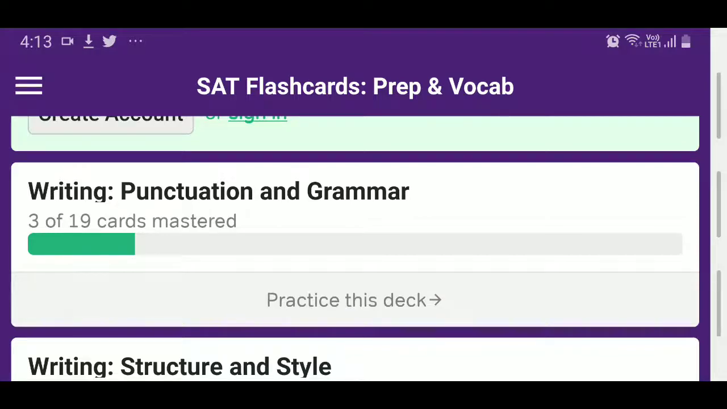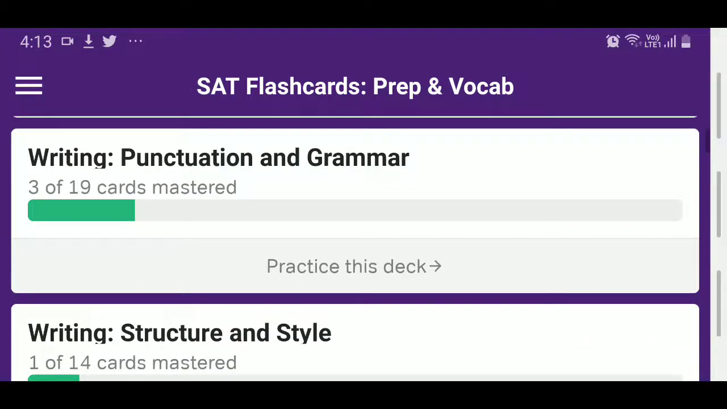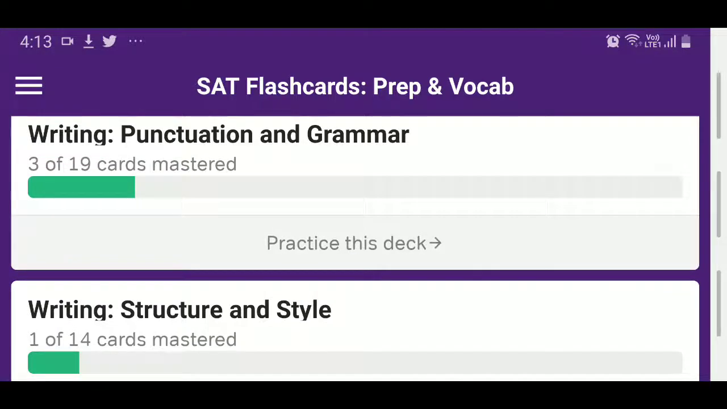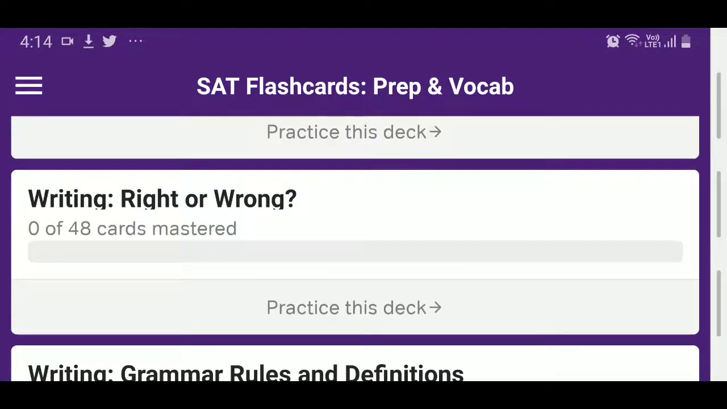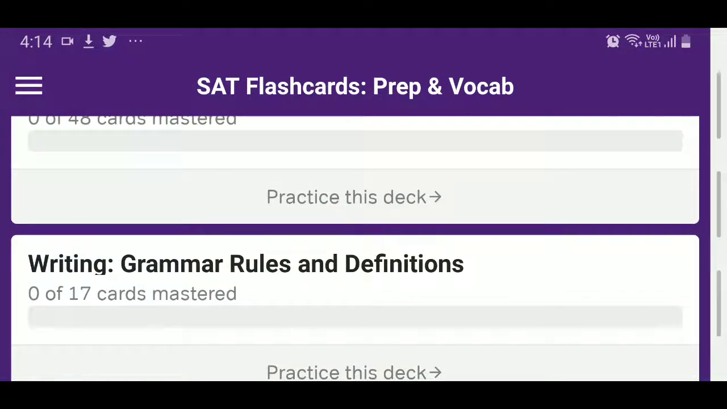This is the Magoosh app, which has lots of words, vocabulary and grammatical structures. There are separate apps given by Magoosh for learning words also, which I'll cover after some time. So thank you so much, and you can use this to your advantage.